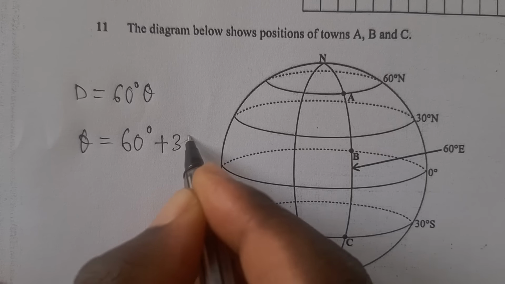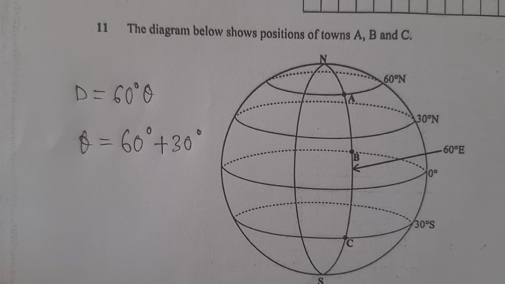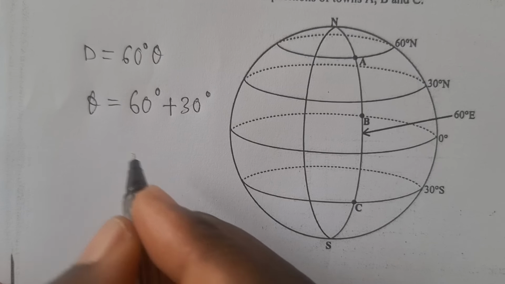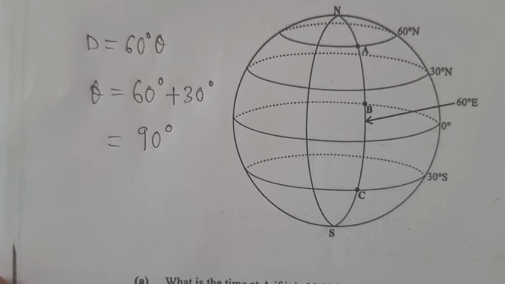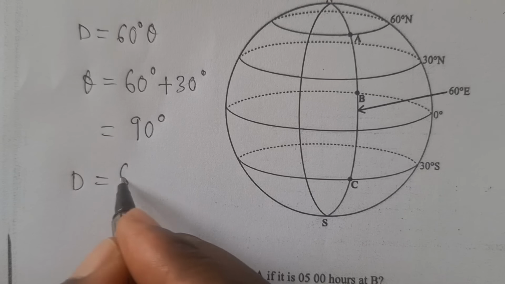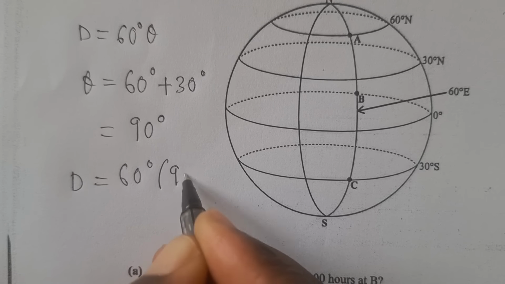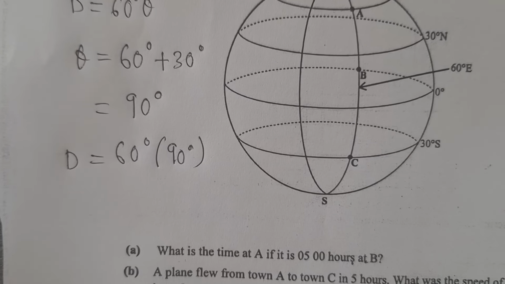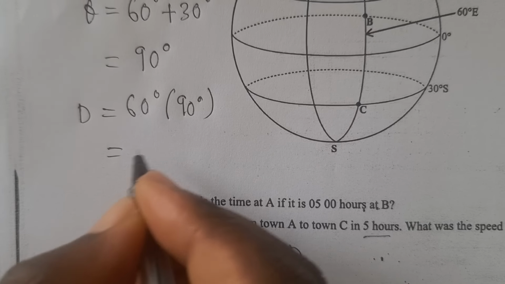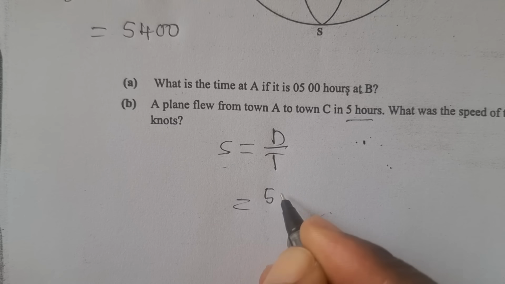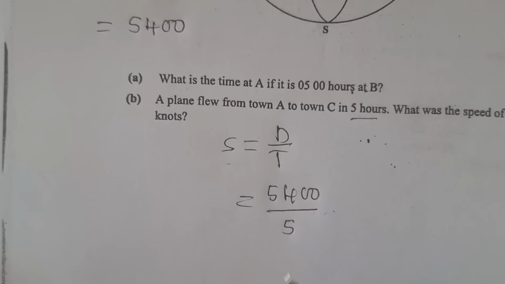We're going to add them, okay? Adding these two, we are simply going to get 90 degrees. So our theta is 90 degrees. And when we work out 60 degrees multiplied by 90 degrees, wanting to find distance, we get 5,400. Therefore, we can say 5,400 over 5 hours.